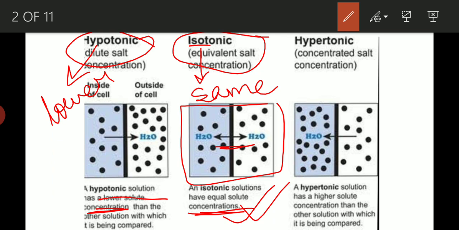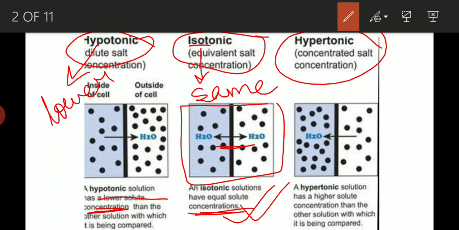So again I am repeating, hypo means lower. That means in that type of solution, what will happen? Solute concentration is lower. That means solvent concentration or water concentration is more than the fluids that are present inside the cell. So as a result, what will happen? Net movement of the water will occur. Where to where? From outside of the cell to inside of the cell. So basically endosmosis will occur.